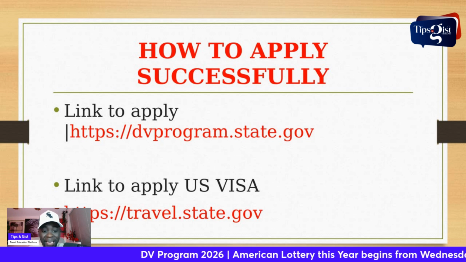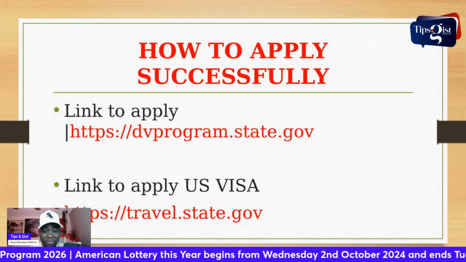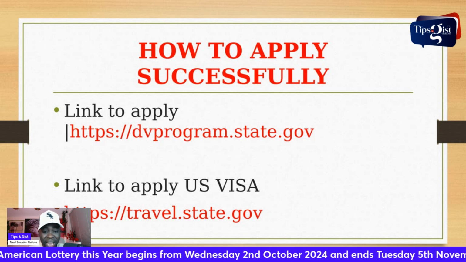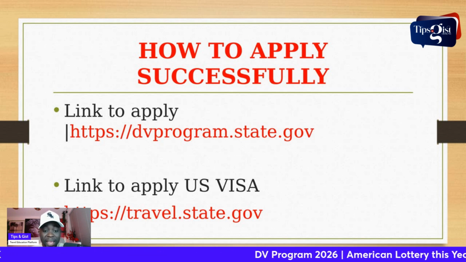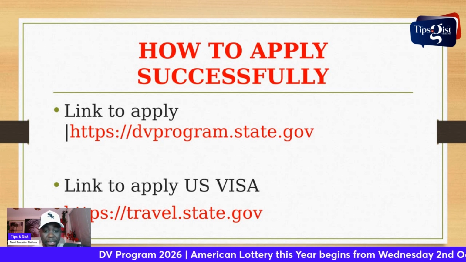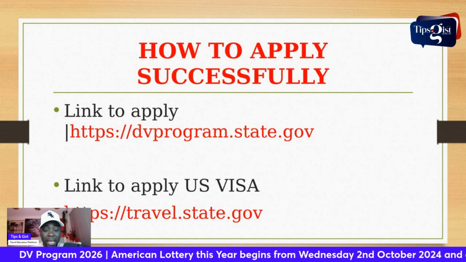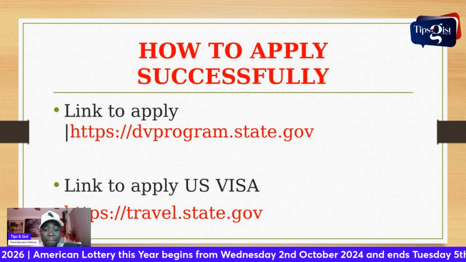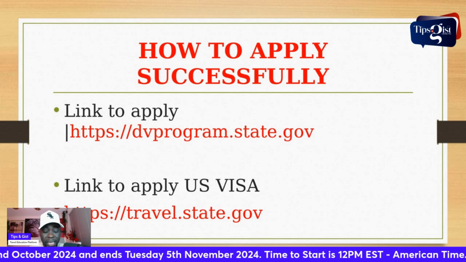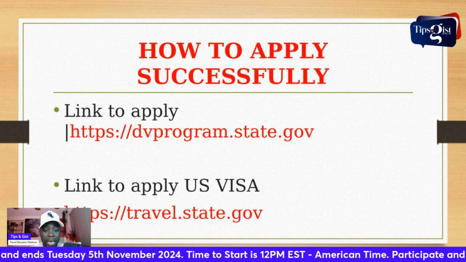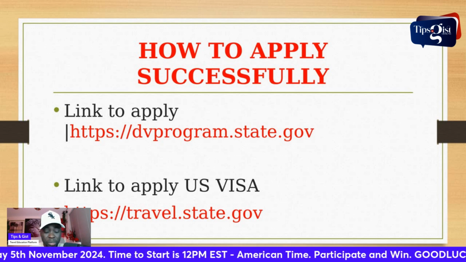The link to apply for the DV program is dvprogram.state.gov. If you cannot search it on Google, there is a link embedded right in this video. Just click on the caption and the link is there. You can click on it and go on the portal, but you cannot do the application until 2nd of October, before they open the portal. The link is dvprogram.state.gov.